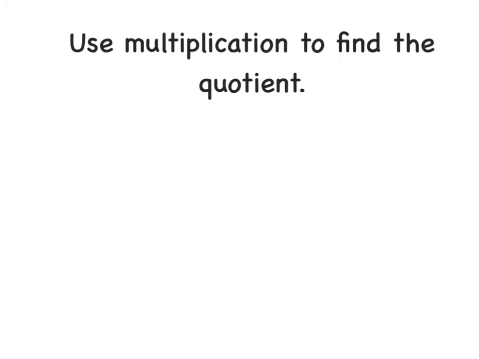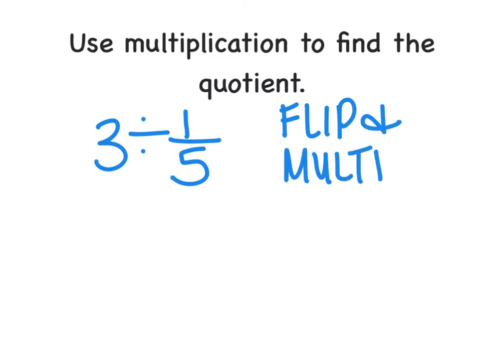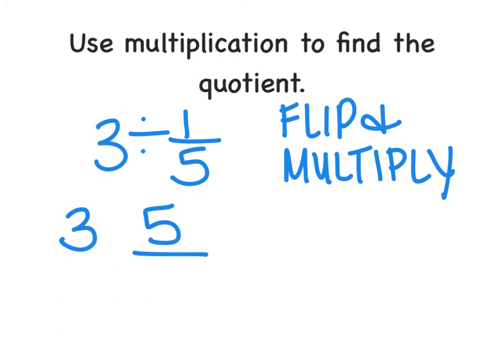We can also use multiplication to find the quotient. So I'm going to solve 3 divided by 1/5. The big thing to remember for dividing by fractions is flip and multiply. So I'm going to keep my first number the same. I'm going to flip my second number, so it was 1/5, now it'll be 5/1, and instead of dividing, I'm multiplying.